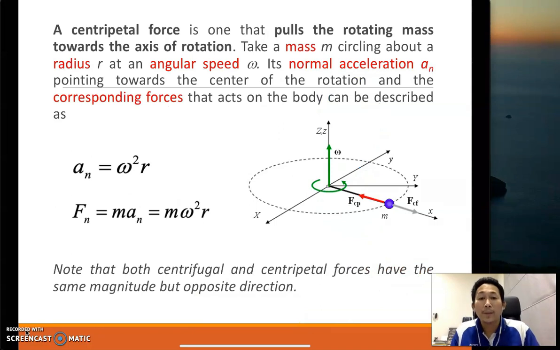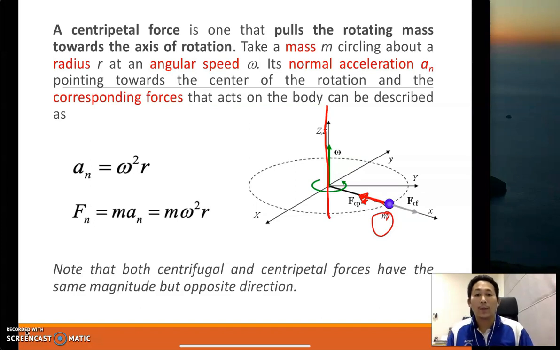The centripetal force is one that pulls the rotating mass. So we have a mass M, the rotating mass, towards the axis of rotation. So centripetal is going towards the axis of rotation. The axis of rotation is this one. So the centripetal force pulls the mass towards the center of rotation.